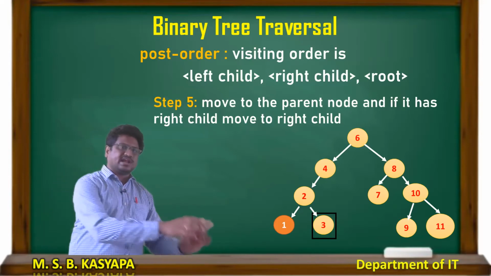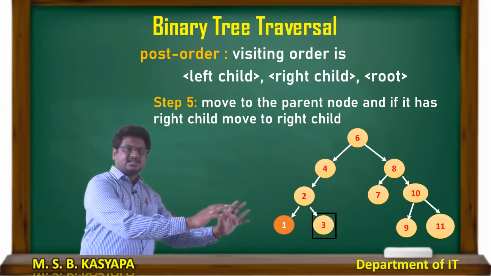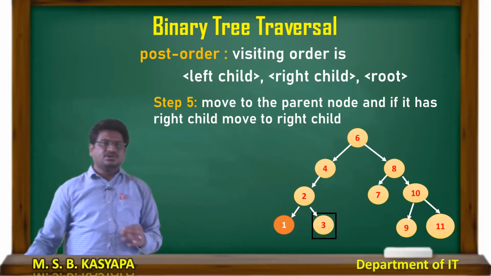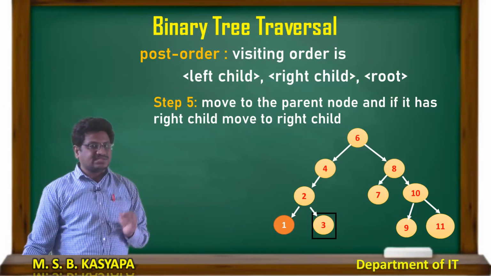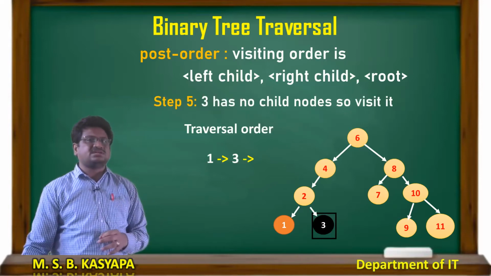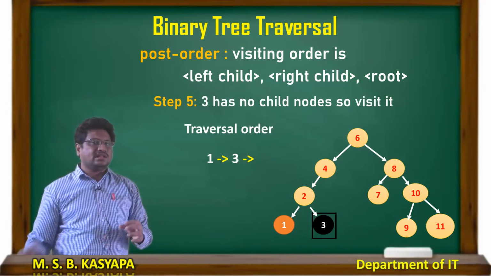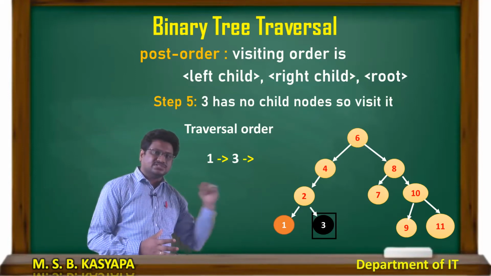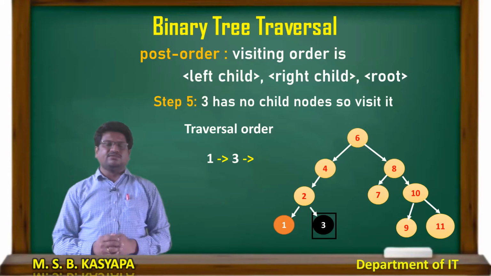So I am going to the right child of 2. What is the right child? 3. I am checking here, does 3 have any subchildren? No. So if 3 doesn't have any subchildren, that means I can visit 3 directly. Now I am visiting 3. After visiting 1, now I have visited 3.